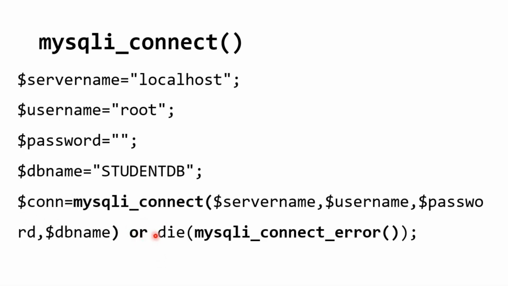Then I have written "or die". That means if mysqli_connect does not execute properly, because either the username is wrong, the password is wrong, the server name is wrong, or there is no database called studentdb, then or die. Die means PHP immediately stops executing the remaining code, and it no longer executes any code from that web page. But before I close my PHP execution, within die I have passed the mysqli_connect_error function.